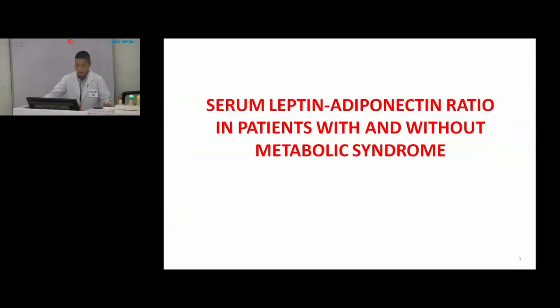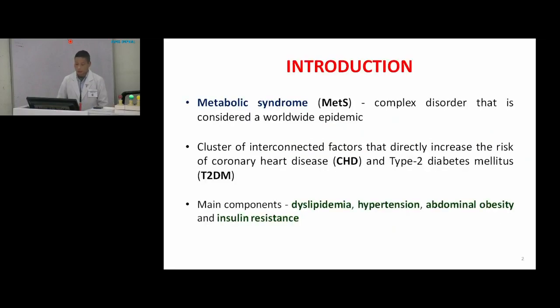Today I am going to present a paper on serum leptin adiponectin ratio in patients with and without metabolic syndrome. Metabolic syndrome is a complex disorder with high socio-economic cost that is considered a worldwide epidemic, and it is estimated that over 1 billion people in the world are affected. It is a cluster of interconnected factors that directly increase the risk of coronary artery disease and type 2 diabetes mellitus. The main components of metabolic syndrome are dyslipidemia, hypertension, abdominal obesity, and insulin resistance.